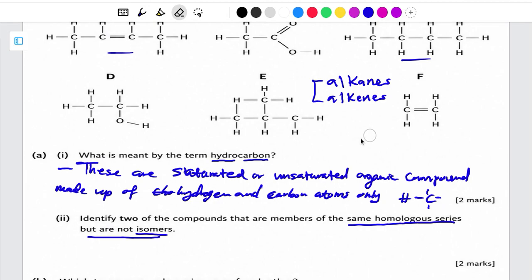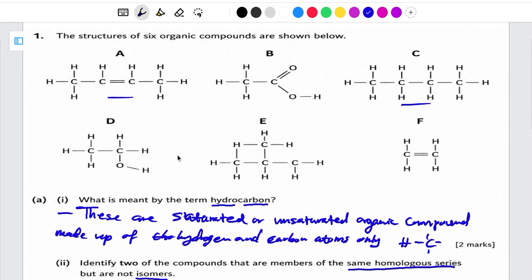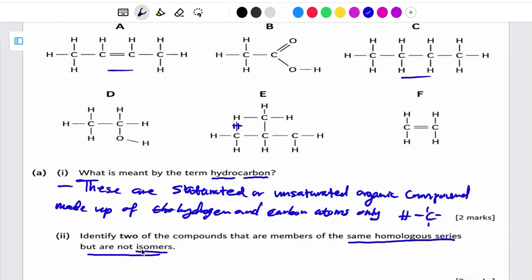An example of isomers: if we count the number of carbons here, we have 1, 2, 3, 4. Remember, it's a single bond, so here we are supposed to have an H. If you count here, how many carbons? We have 1, 2, 3, 4, then it is surrounded by hydrogens. So these are isomers of each other because they have the same number of carbon atoms and the same number of hydrogen atoms. Now the question says but not isomers, so we can eliminate these 2.